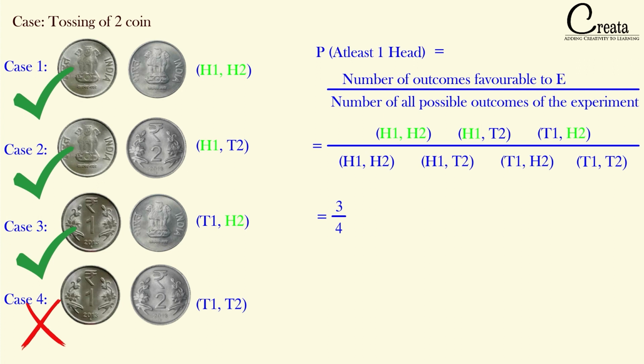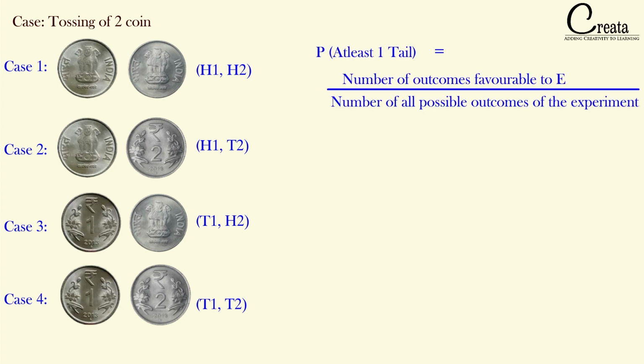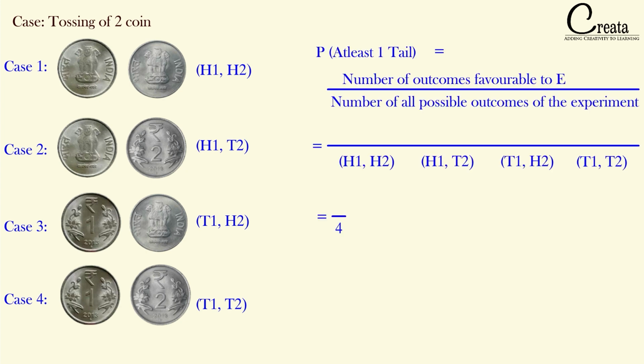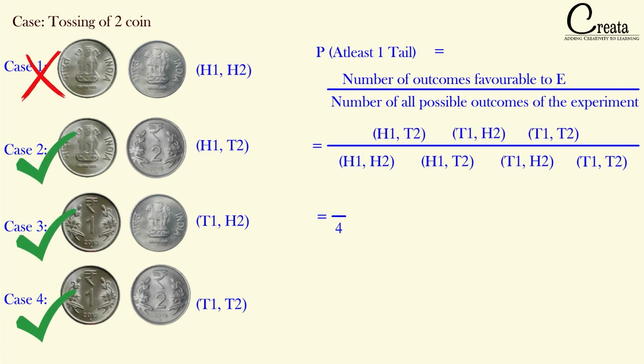If the question is find the probability of getting at least 1 tail, the denominator will remain the same. And in the numerator, our last 3 cases are satisfying the condition. So we got 3 in the numerator.